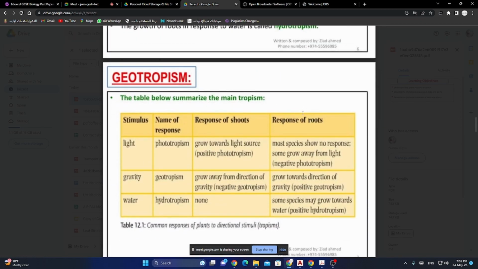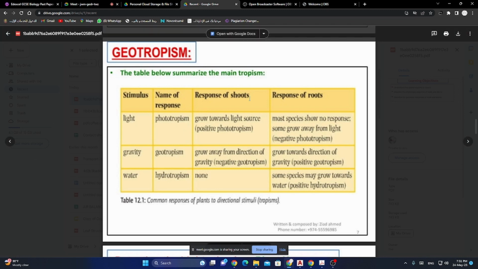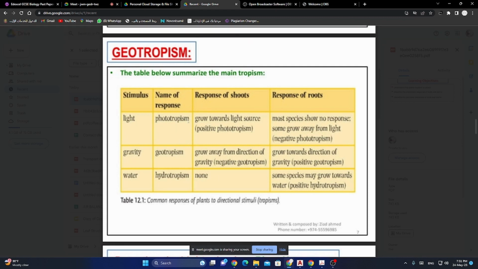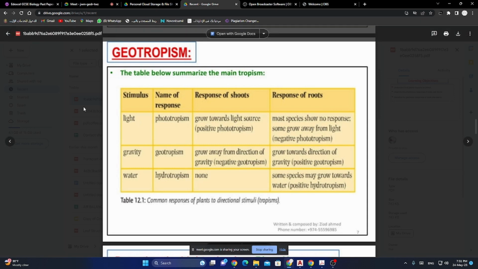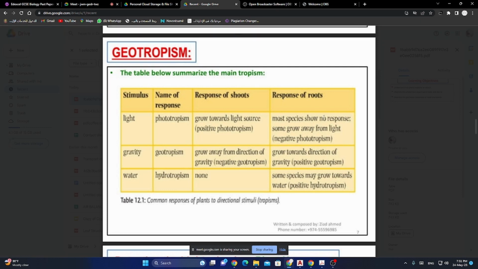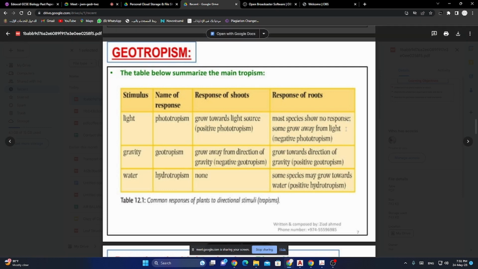Okay. So here they're mentioning again, light is phototropism, gravity is geotropism, water is hydrotropism. This is not really important, but okay. For light, it grows towards the light source, that's the shoot, and for gravity, it grows away from the direction of gravity, which is the shoot again. The roots, most species show no response. Some grow away from the light. While for gravity, it grows in the direction of gravity. It grows downwards.